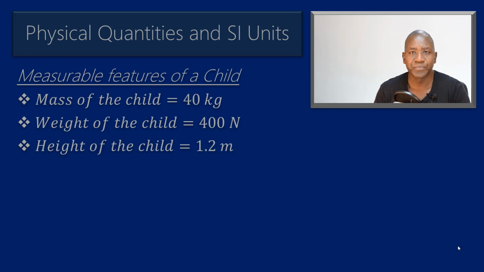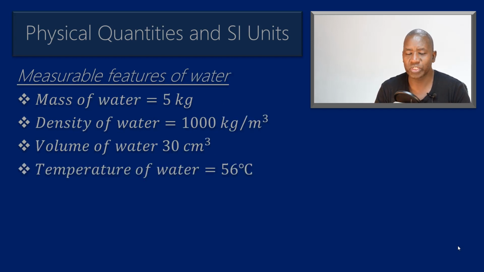Let's look at the child. We can talk about mass of the child being 40 kilograms, the weight of the child being 400 newtons, and of course maybe the height of the child is 1.2 meters. Again, the same rules follow. Finally, we've got water. We can talk about mass of water being 5 kilograms, density of water 1000 kilograms per meters cubed, volume of water 30 centimeters cubed, and of course temperature of the water being 56 degrees Celsius.